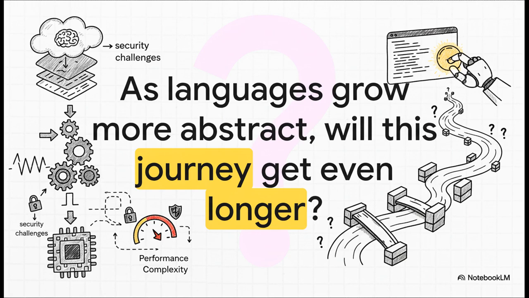As our programming languages get even more powerful, as we have AI writing code for us, is this journey from human to machine going to get even longer and more complex? And what new challenges for performance and for security are waiting for us down in those even deeper layers of translation?